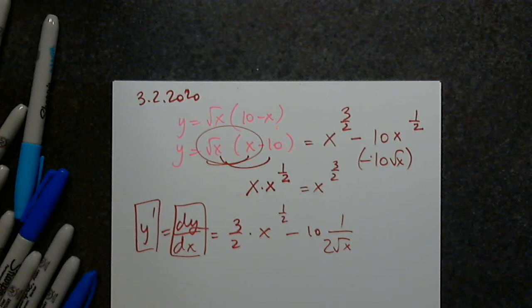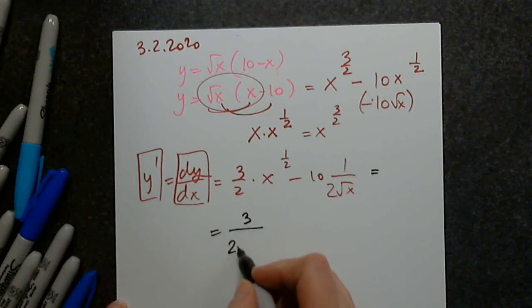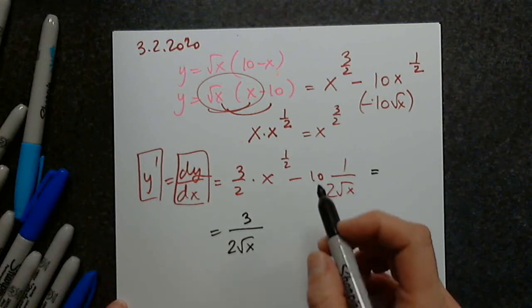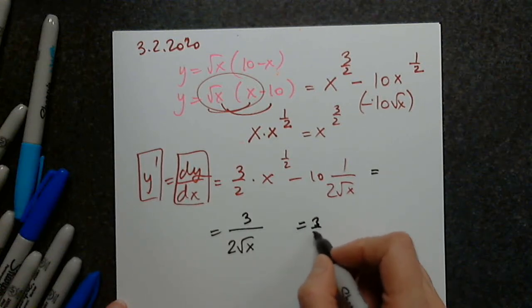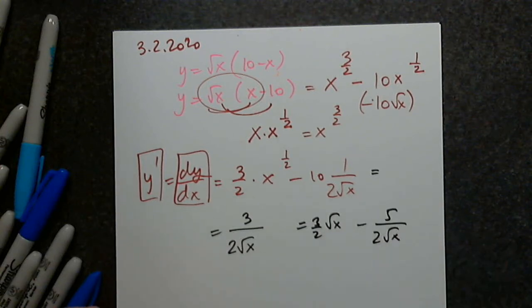Yes, Brian? That was simplified to 5. Oh, yeah, we didn't finish. So then we have 3/2 the square root of x. Oh, I'm sorry. We have 3/2 the square root of x minus 5/2 the square root of x. And I will have to continue.